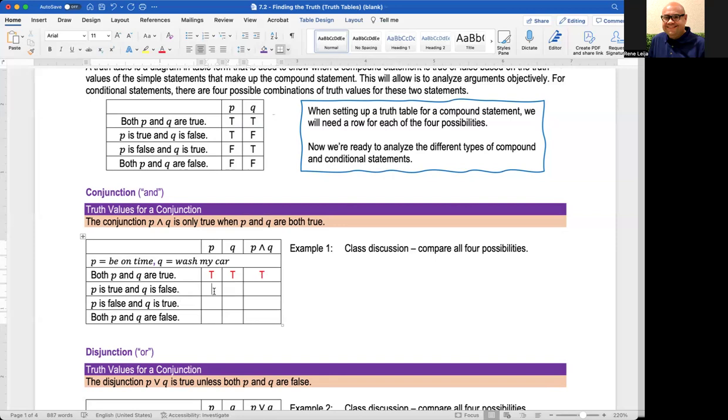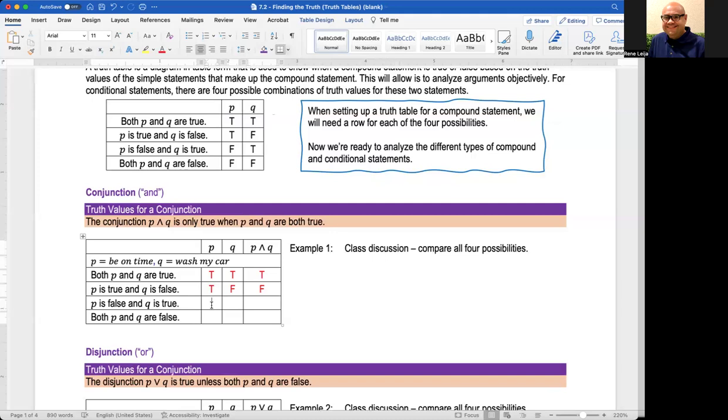Now, again, here we go. Were you at work on time? Yes. And did you wash my car? No, you did not wash my car. Then you are not going to get a raise, because of the word and. Remember, the and is the intersection. It has to be what is common from both sets. But here we're only talking about one idea, but both have to happen.